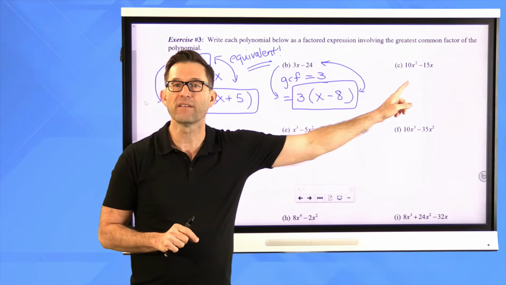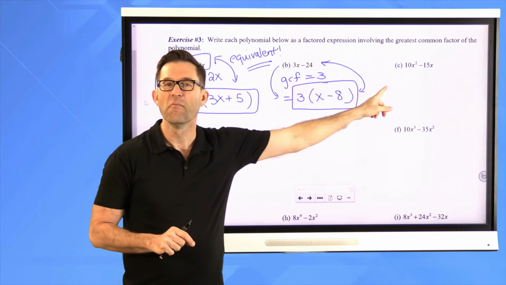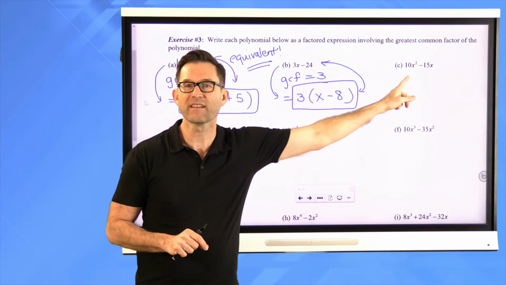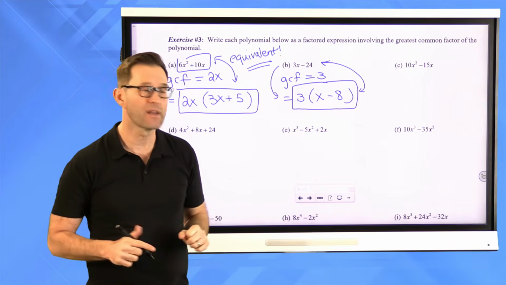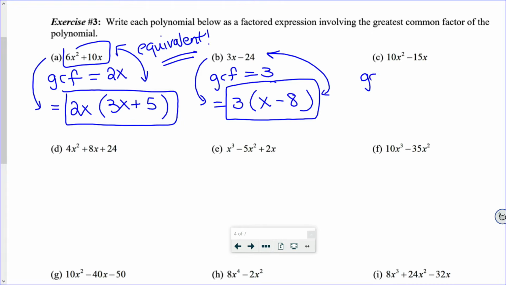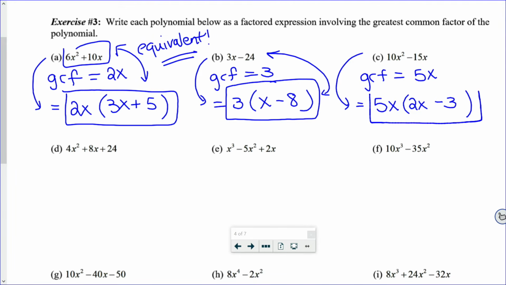Right here, we've got 10x to the second minus 15x. So let's first identify the GCF. From 10 and 15, we can get a 5 from both of those. From x squared and x to the first, we can get an x. We can now factor this and say that that's going to be equal to 5x times, well, 2 times 5 was 10, x times x is x squared, and then 5x times negative 3 is negative 15x. And that would be our factorization.